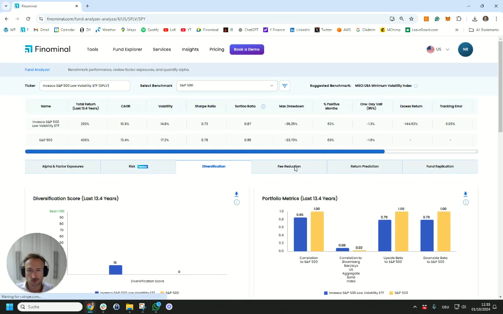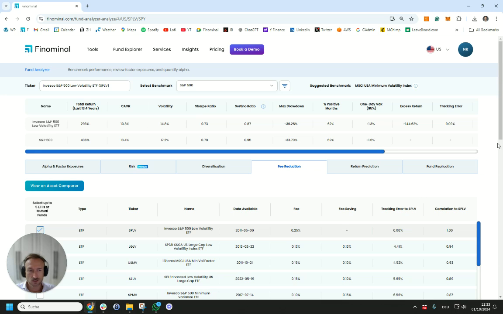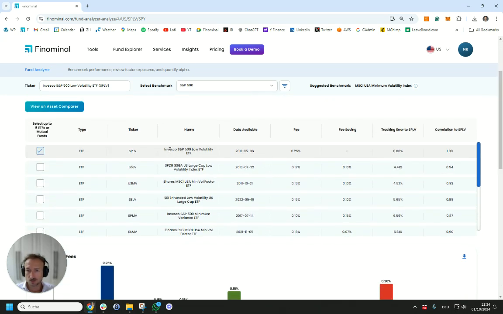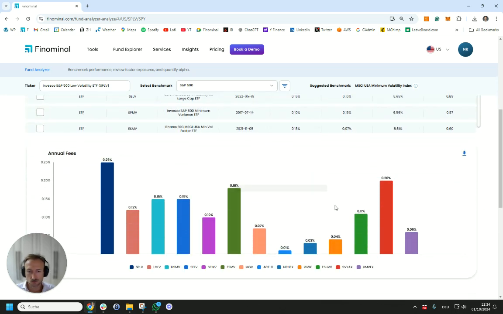Then we can move on to fee reduction. So for example, let's say you do like the exposure, i.e. low vol stocks, but you don't like the product from Invesco, or you wonder, is there something cheaper? Usually there is. So in this case, we are highlighting a few products here from Spider, iShares that are all min vol or low vol products, but are lower cost. And you can see that there's about 10 products that are all cheaper.